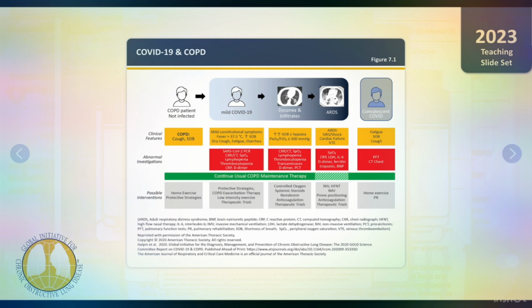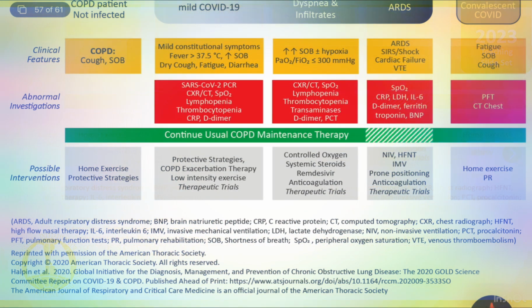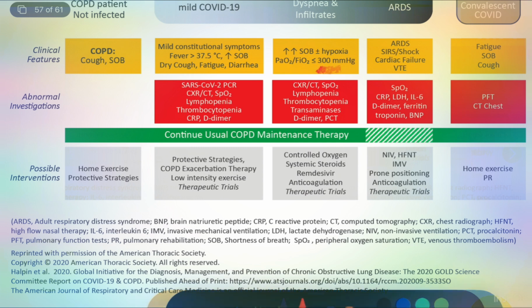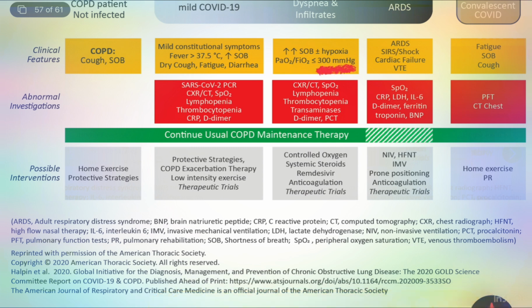After that comes dyspnea and infiltration. The patient has COVID-19 and is having dyspnea and infiltration. Dyspnea will increase a lot, hypoxia will be there, and PaO2 over FiO2 will be less than 300 mmHg. In that condition also we should do chest X-ray, saturation, lymphopenia, thrombocytopenia, transaminases, D-dimer and PCT. Then controlled oxygen we should give, systemic steroid, remdesivir, anticoagulation, and therapeutic trials should be started.